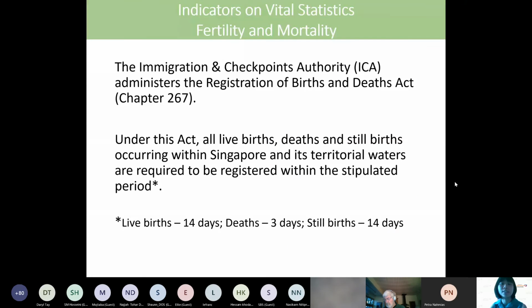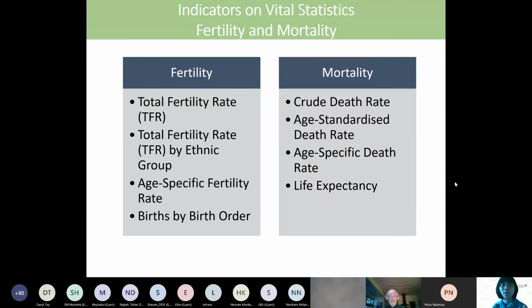In Singapore, it is a legal requirement to register all live births, deaths, and stillbirths occurring within Singapore. These are some of the commonly used indicators on fertility and mortality compiled using data from the ICA.